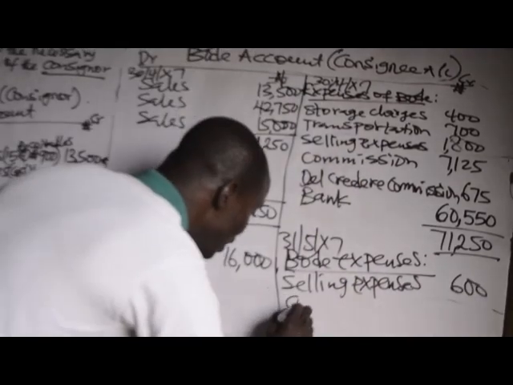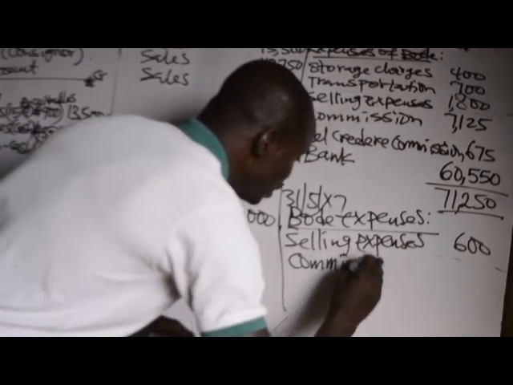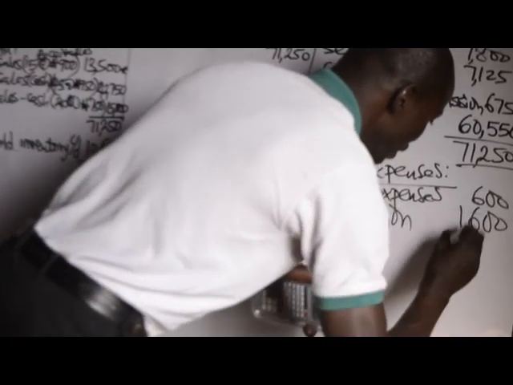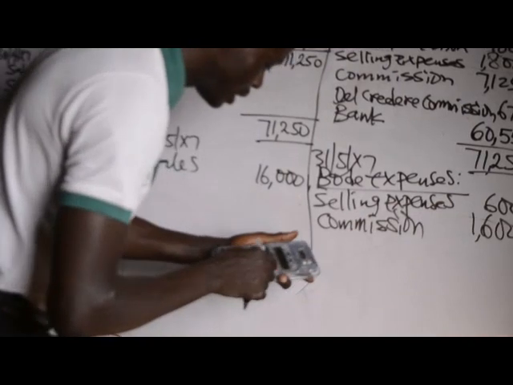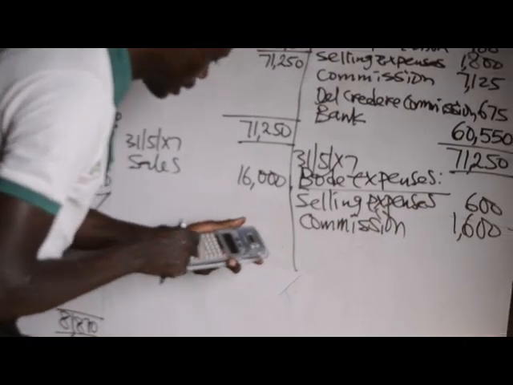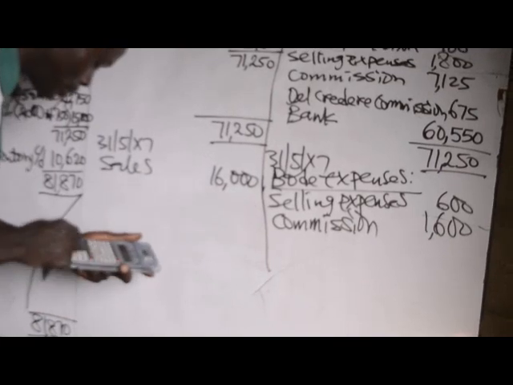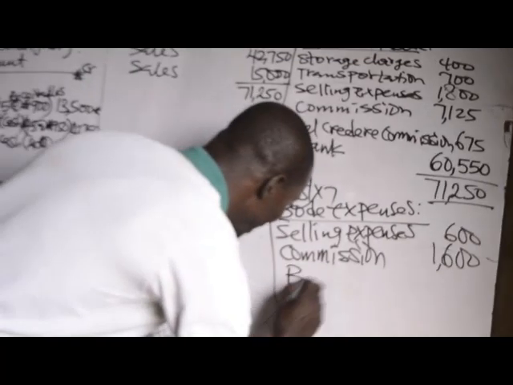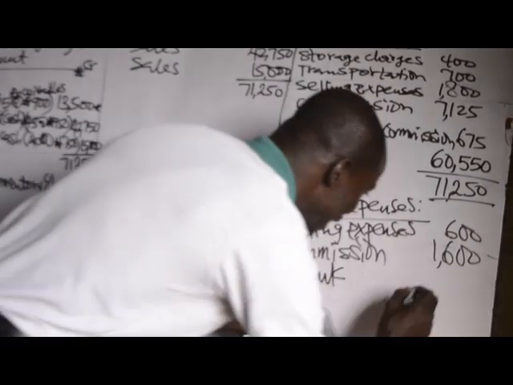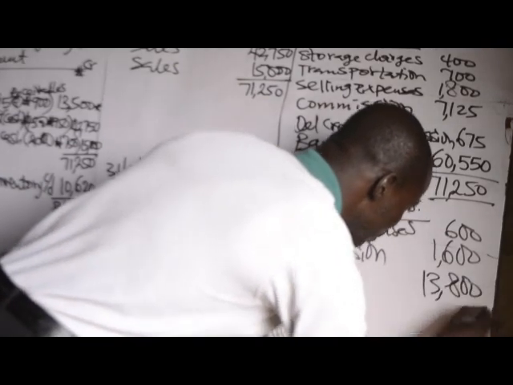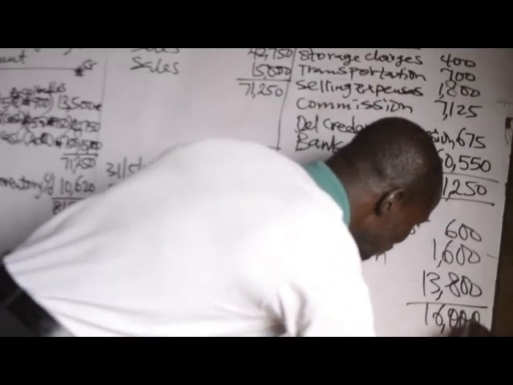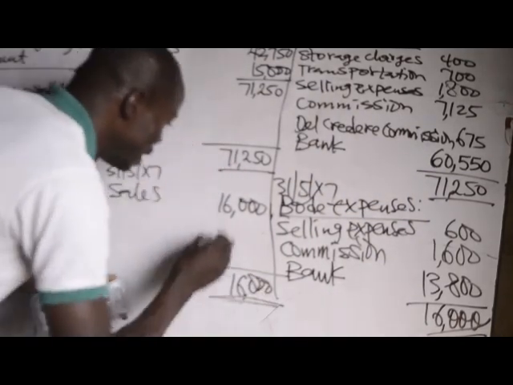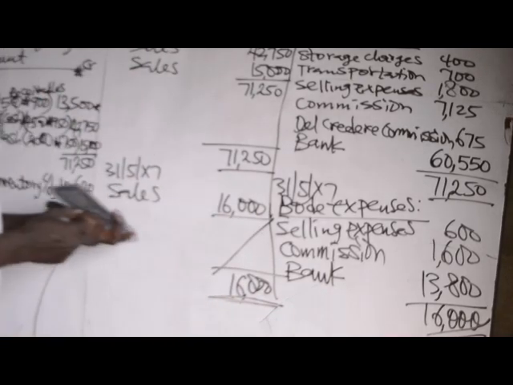Then we also have the commission received by Bode of 1,600. If you add the 600 and 1,600, that will be 2,200. If you subtract 2,200 from 16,000, then you'll be left with the balance of 13,800, which will be sent by check. So we have bank, 13,800. Total, 16,000. So that is the consignee account.